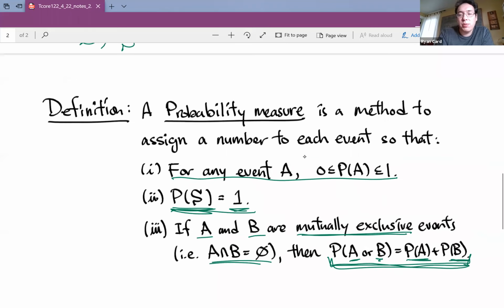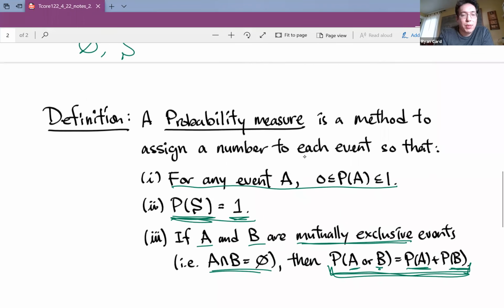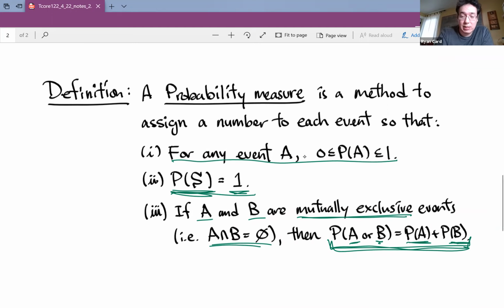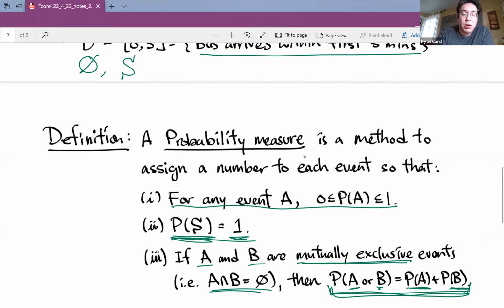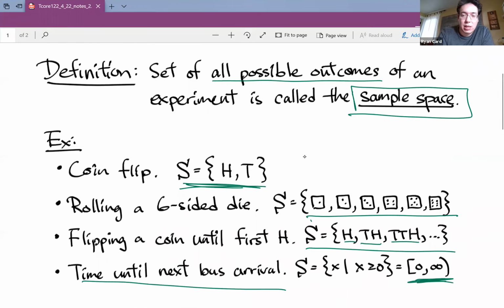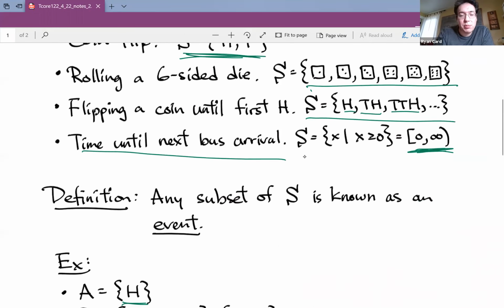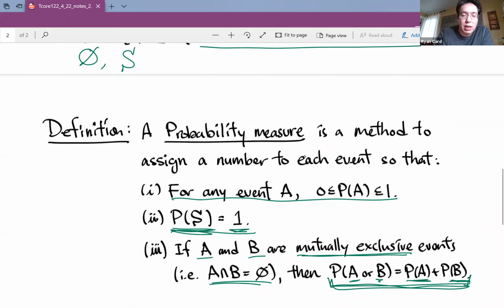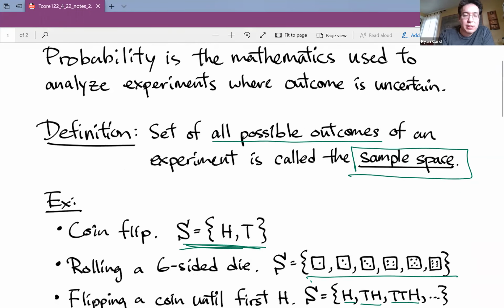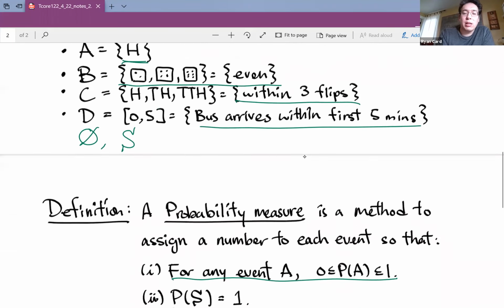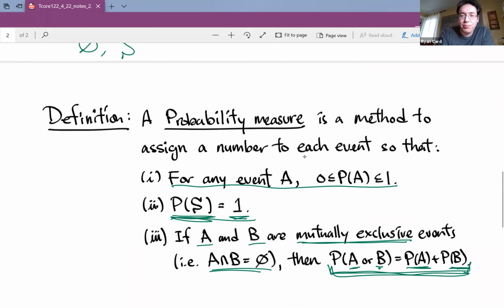Okay, so these are the three conditions that you have to satisfy before you can call something a probability. We're going to work on how to compute these things in future videos, but those are the three words that I want you to know: sample space, event, and probability measure.